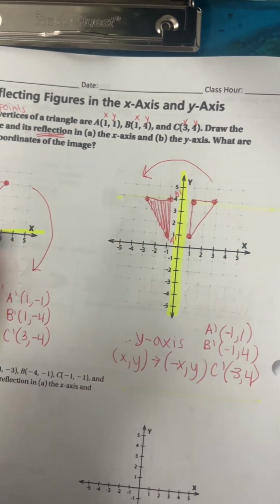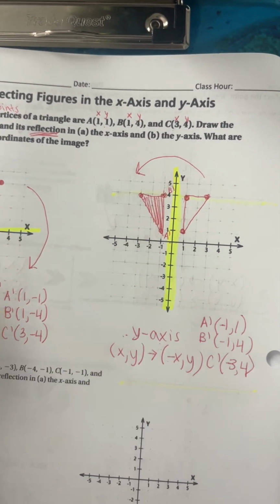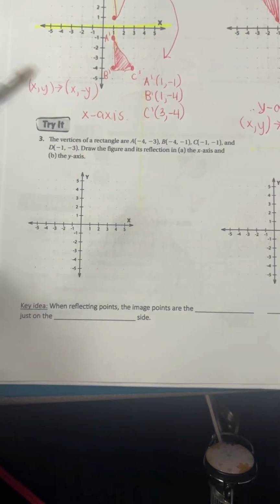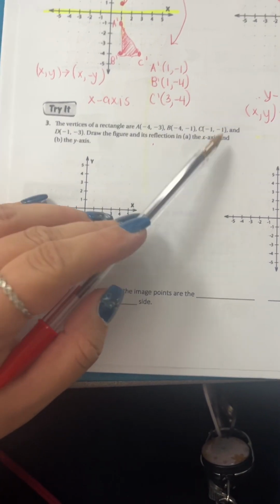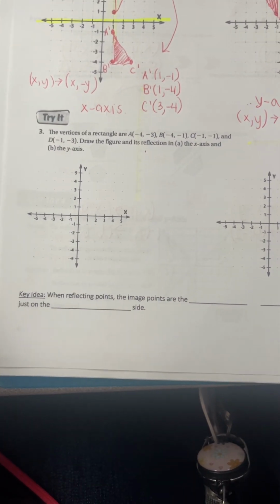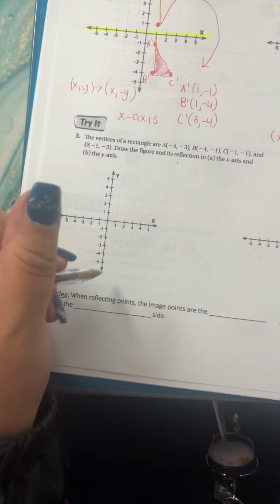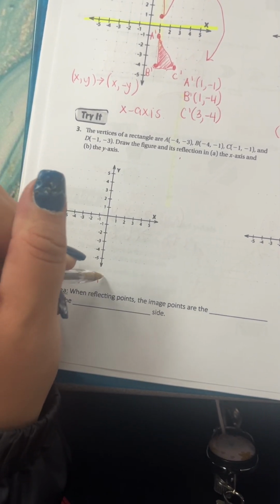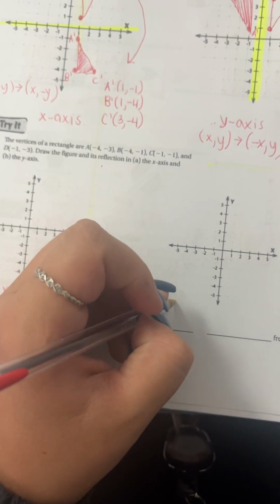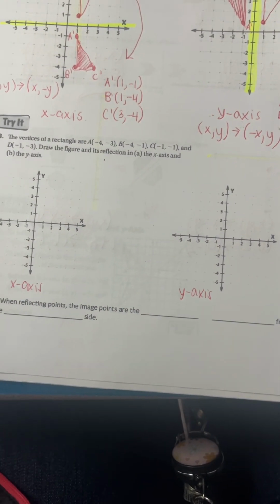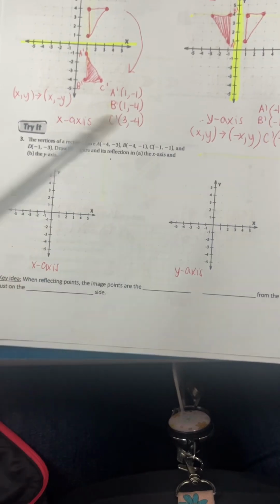Started from here, went to there. Doesn't it look like it's just been flipped over that line? Hopefully. Okay, so then here you would do the same thing. You're gonna plot the points, okay? And then reflect it over the x-axis and the y-axis. Okay, for the sake of time of this video, I'll post the answer key to this.